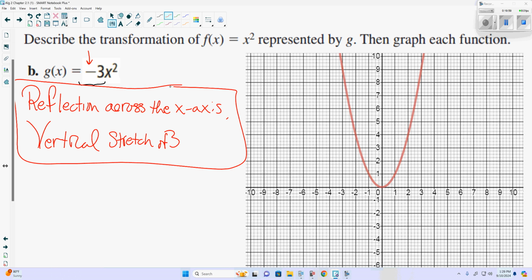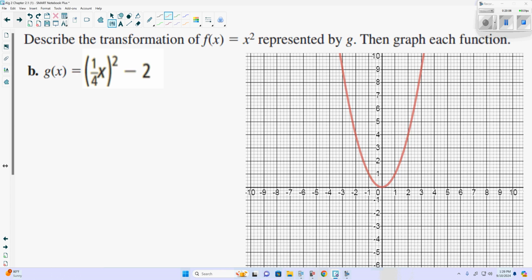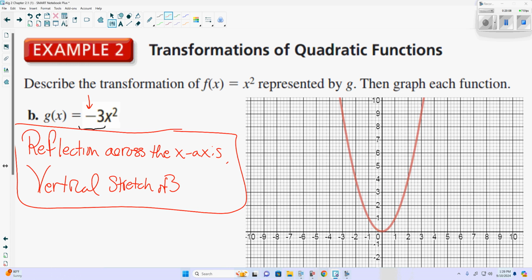Questions on this here? Any question on anything we've done so far?